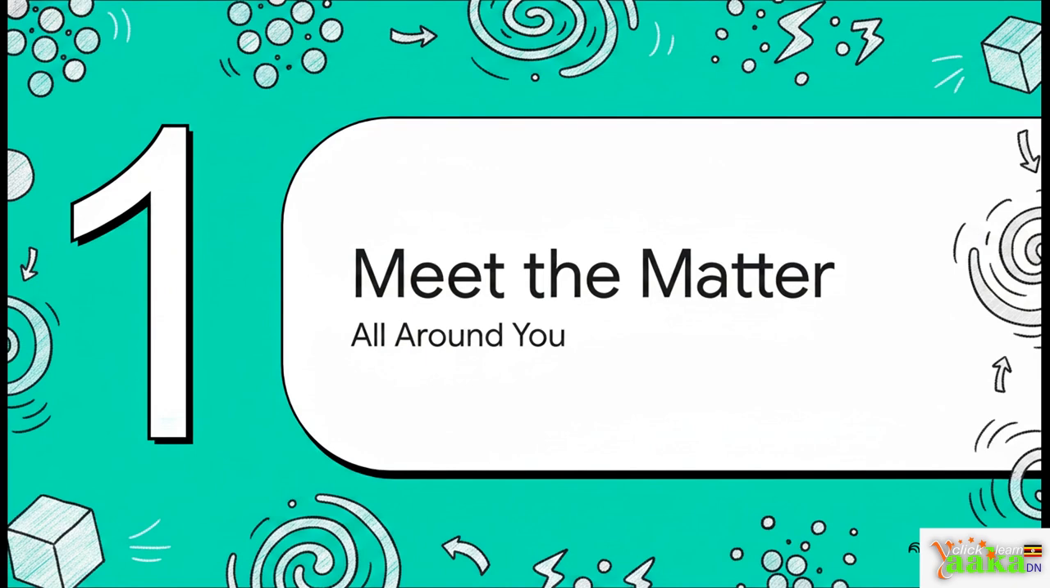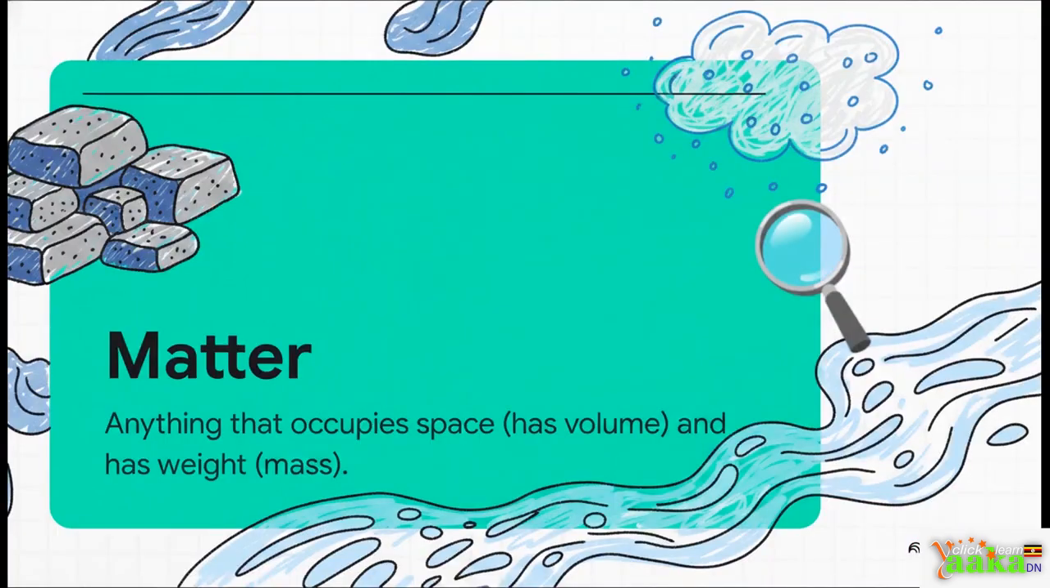Section 1. Meet the matter around you. So let's lock down exactly what we mean when we talk about those building blocks. It all comes down to one word: matter. Matter is simply defined as anything that occupies space, so it has volume and has weight or mass. Basically, matter is the stuff the universe is made of. It can be solid and hard like a stone, flowing like a river, or even entirely invisible like the oxygen we're breathing right this second. If it takes up space and has mass, boom, it's matter.